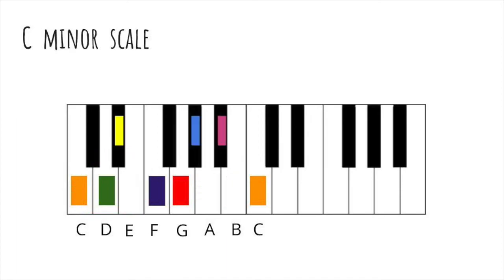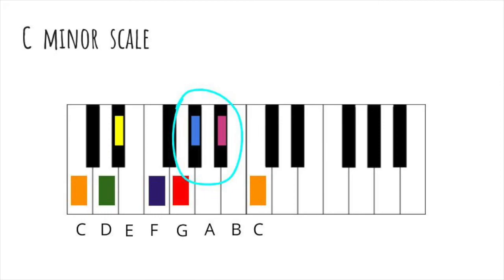So far we've had tone, semitone, then we have another tone, E flat to F, and then another tone, F to G, and then a semitone here, G to A flat, and then a tone here, A flat to B flat, and then another tone at the top, B flat to C.